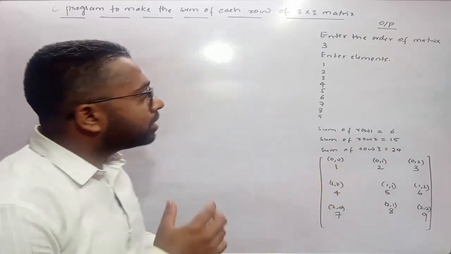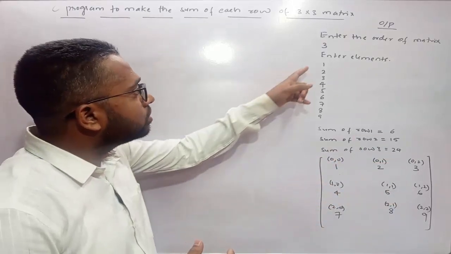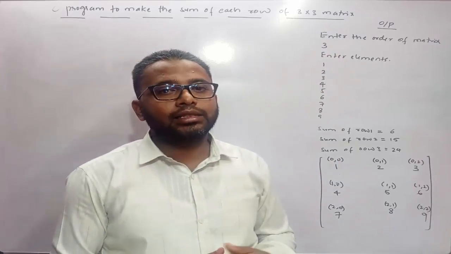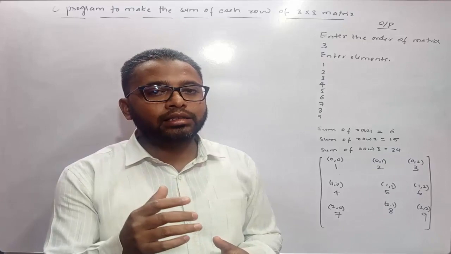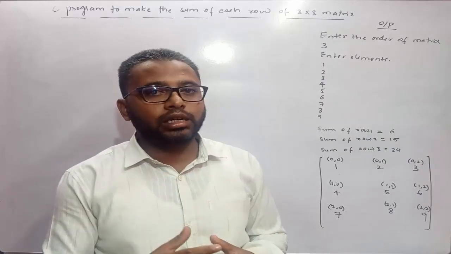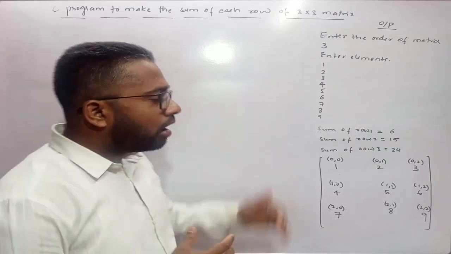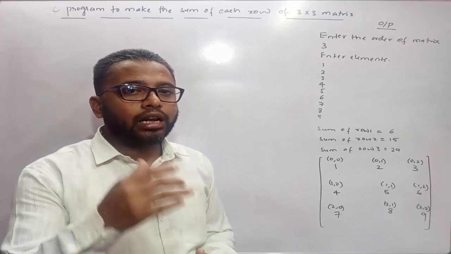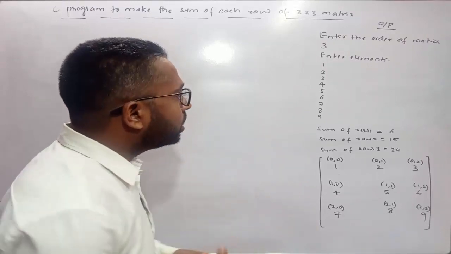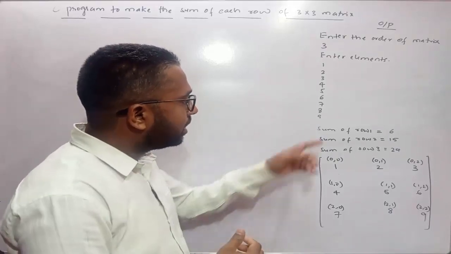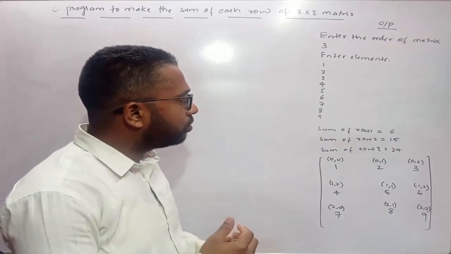When the program gets executed, it asks the user to enter the order of the matrix. Then I will enter 3. That means I want to create a matrix with 3 rows and 3 columns. Next, it asks the user to enter the elements of the matrix. That means you need to enter 9 elements. Once the user enters 9 elements, it will show you the output like this.